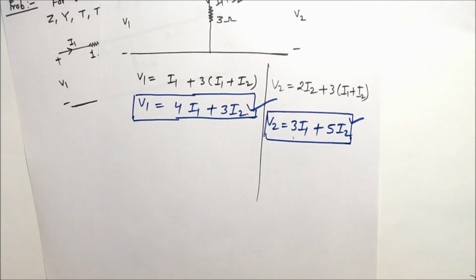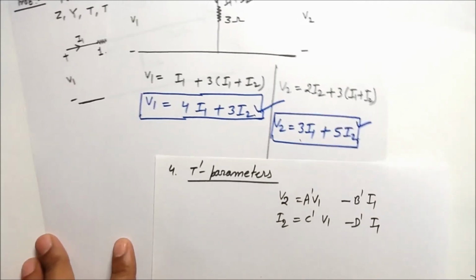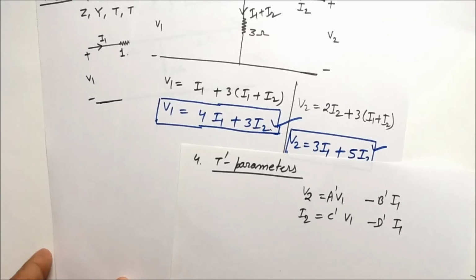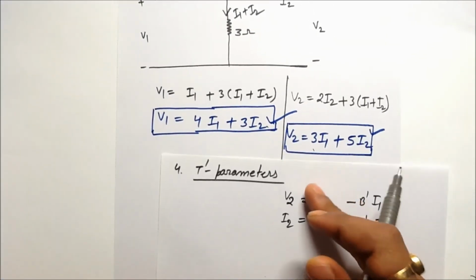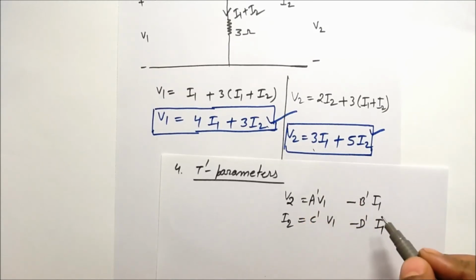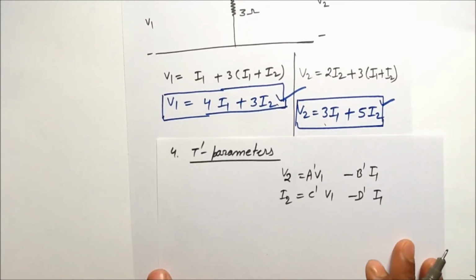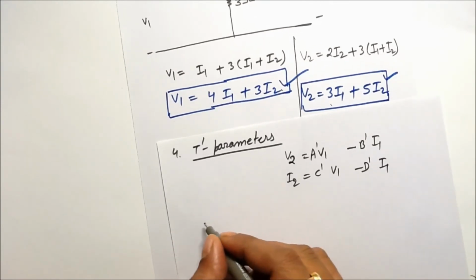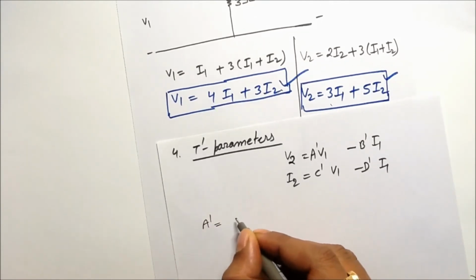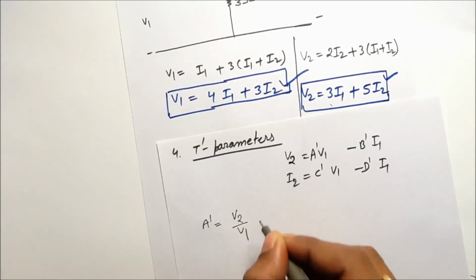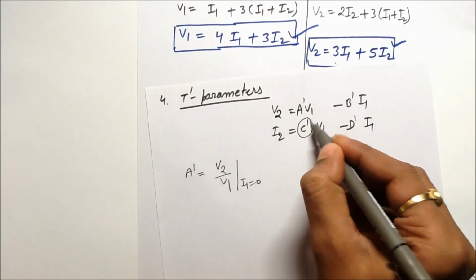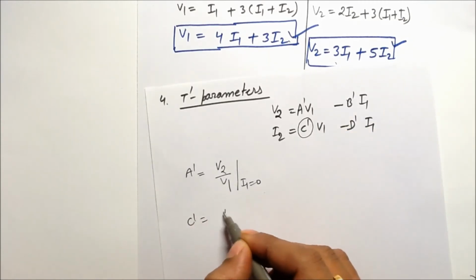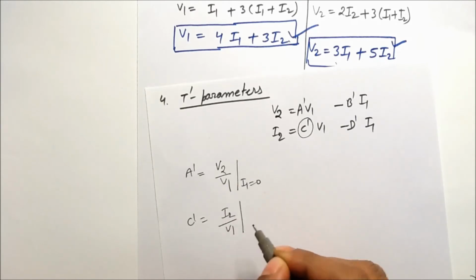Let us find out T dash parameters. The equations related with the T dash parameters are V2 and I2 are the function of V1 and minus I1. So you can write these two equations. So A dash will be defined in this way. A dash equals V2 upon V1 when I1 equals 0. C dash will be defined in this way. C dash equals I2 upon V1 when I1 equals 0.